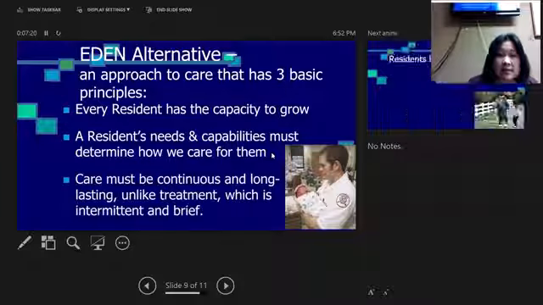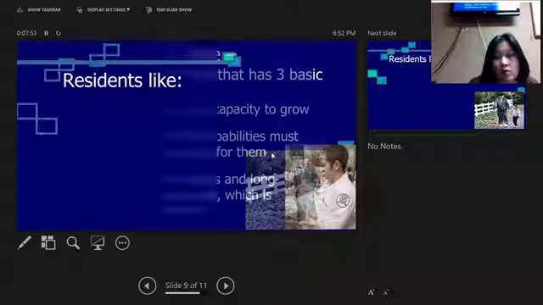And then care has to be continuous and long-lasting. Care isn't like treatment where it's short-term and it gets rid of a problem. Care is something that happens every day. Treatments are things that are intermittent and brief. Good care is something that's continuous. They know they can count on you. They know they can depend on you. They have a routine. They know that they can do activities with you or that you will help them with that, and that you're going to be somebody there that they can depend on to provide good quality care for them.